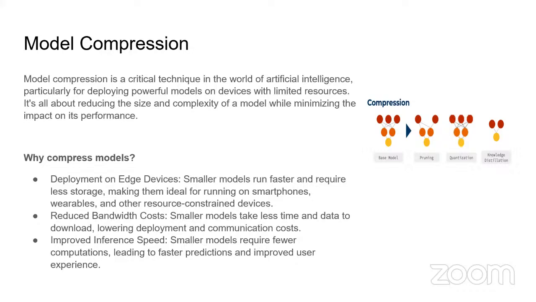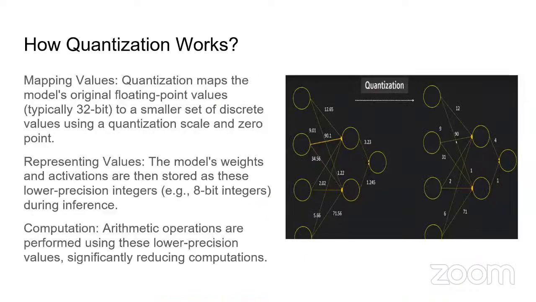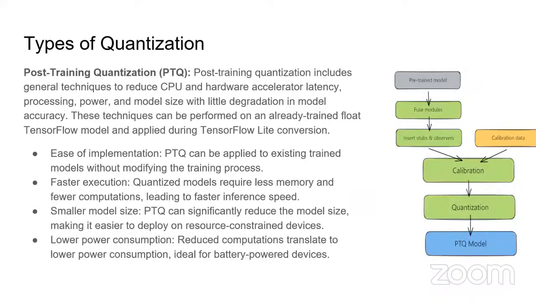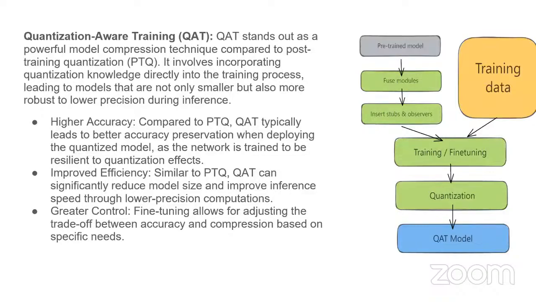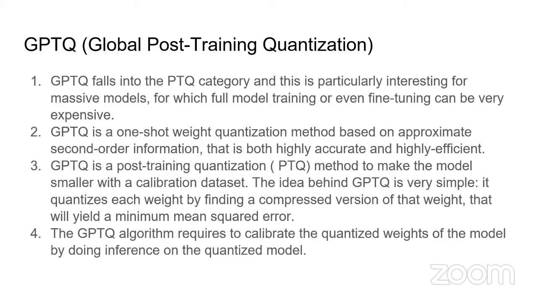In the previous lecture, we understood what model compression is. We went through various techniques of model compression such as quantizations. After that, we understood how quantization works, and the types of quantizations like post-training quantization, quantization-aware training, and dynamic quantization. We also understood the differences between what the quantization-aware technique does and what post-training quantization does. Then we understood GPTQ, that is global post-training quantization.